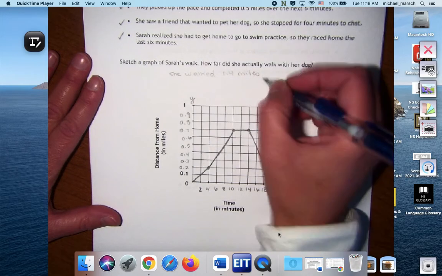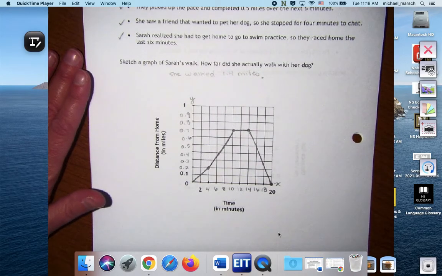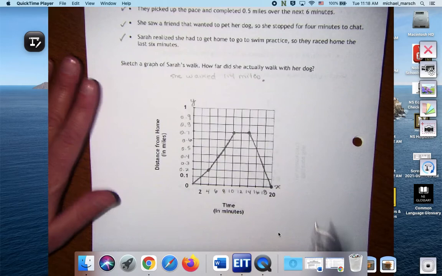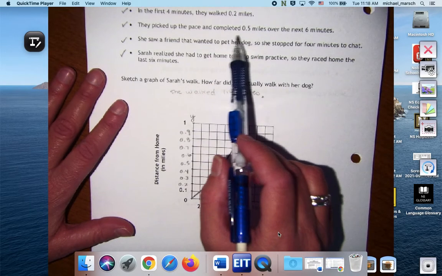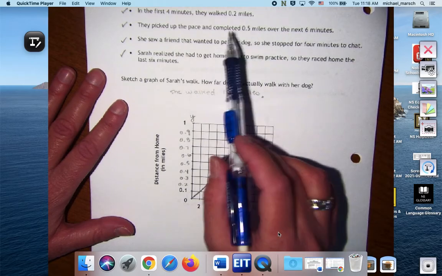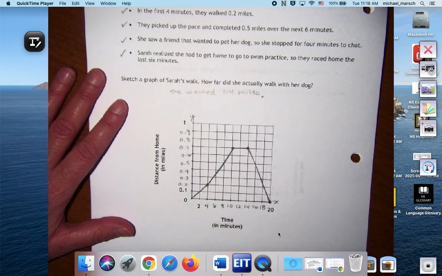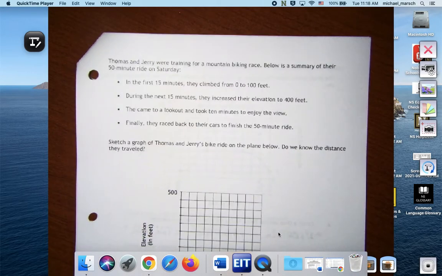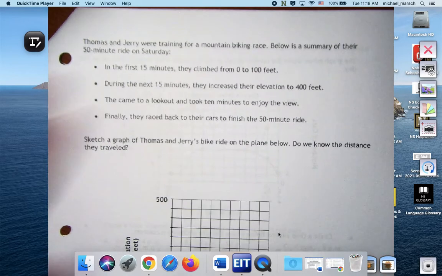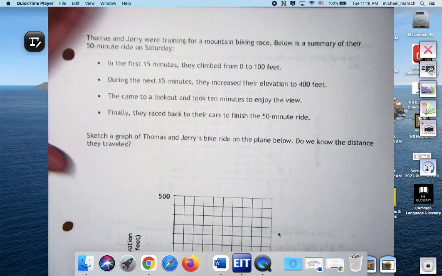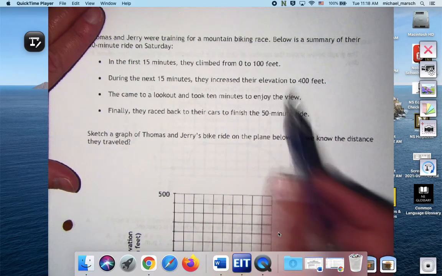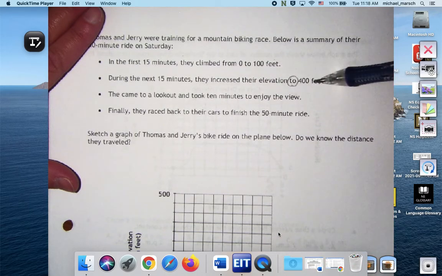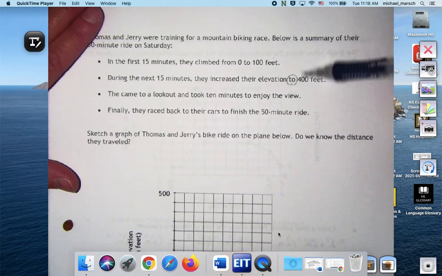We tried it all by ourselves. There's just one little word in this next one that I need to focus on before you guys start it. Okay? So here, remember it said she completed 0.5 miles over the next 6 minutes, so we added those two, right? So if you go to the next page, these people are riding their bikes, mountain biking team, Thomas and Jerry, okay? And it says that they increased their elevation to 400 feet. So you're not going to add these. That's how high they got on the mountain.